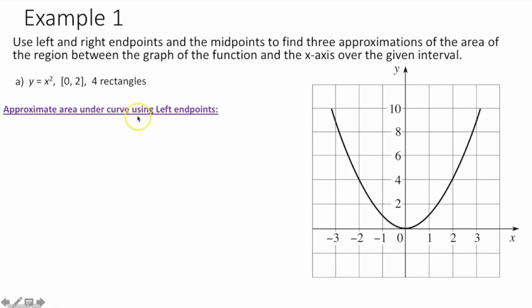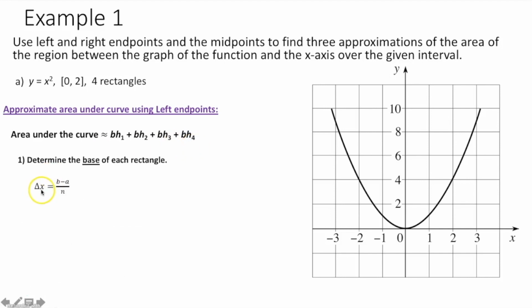Now, we're going to start by finding our left-hand approximation, or left endpoint approximation. To do this, we need to recognize that we are finding the area of 4 rectangles and adding them together to approximate the area between the x-axis and our function from 0 to 2. So this little region down here. Now, to find the area on the curve using 4 rectangles, we need a base and a height for each of these rectangles. The base is going to be the same.